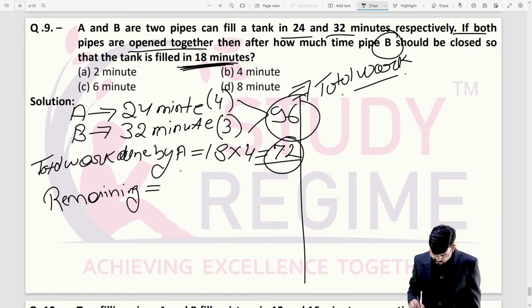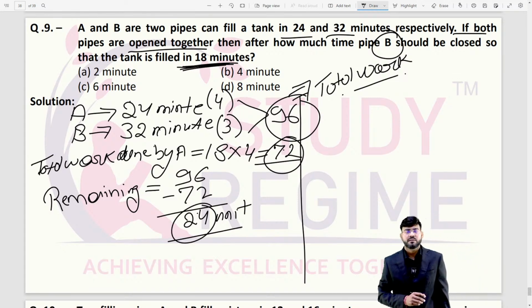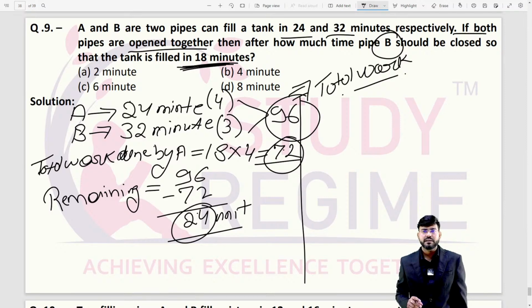Remaining is what? 96 minus 72, you will get 24 units. 24 units is the remaining one. This is filled by which pipe? This is filled by pipe B.